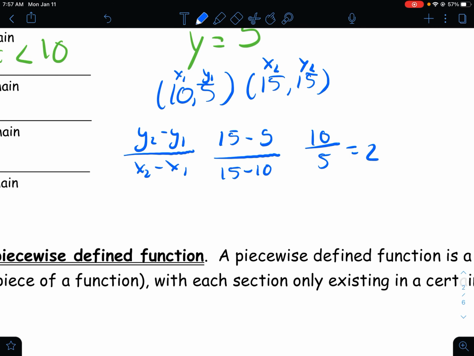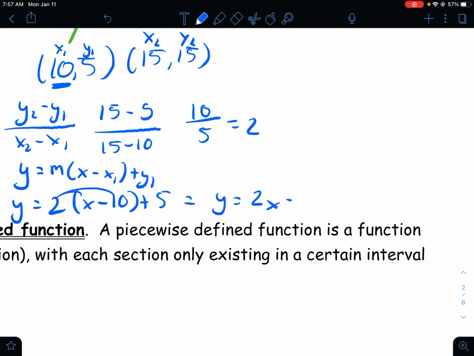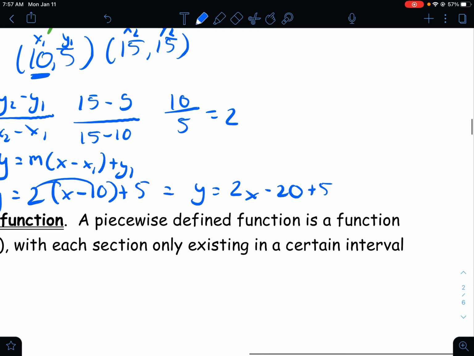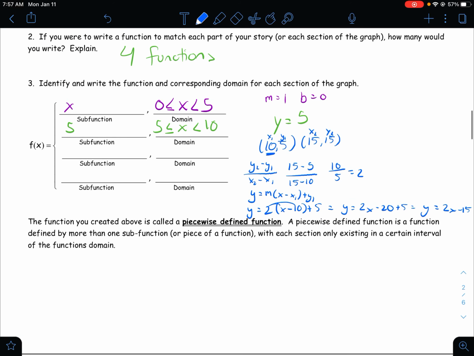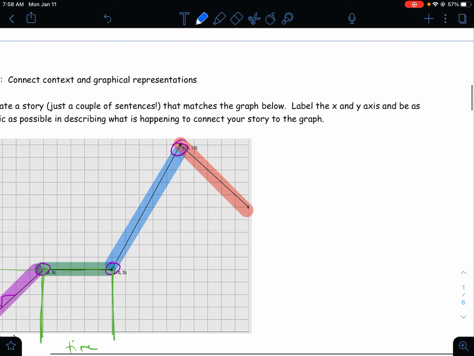And of course, we can just pick one of these points to plug into our point slope form, which is y equals m times x minus x1 plus y1. So we get y equals 2 times x minus 10 plus 5. Distribute, and we end up with y equals 2x minus 20 plus 5, which would give us y equals 2x minus 15. All right, so we're going to say 2x minus 15 is our equation, and the domain of that will be 10 to 15.